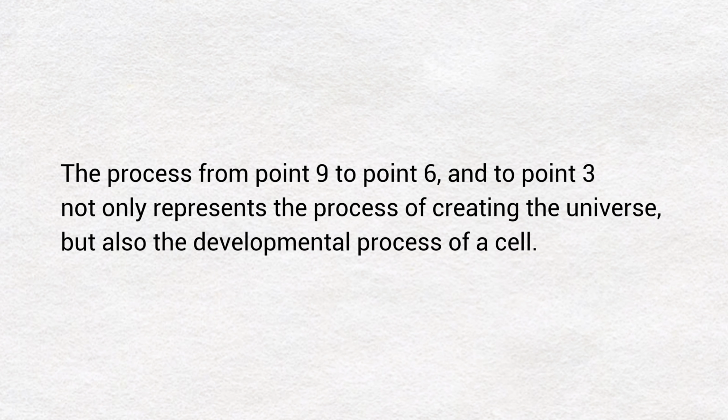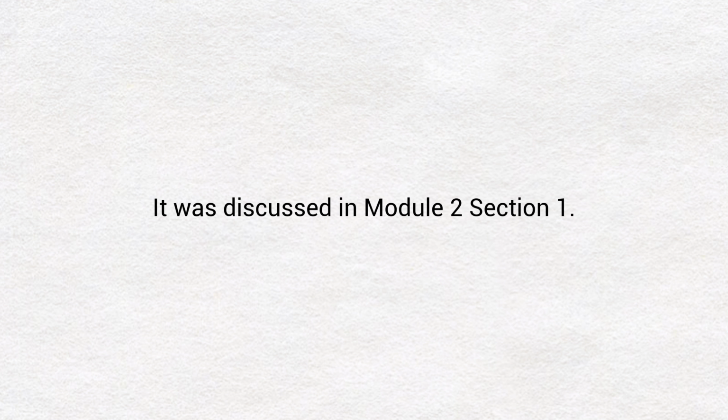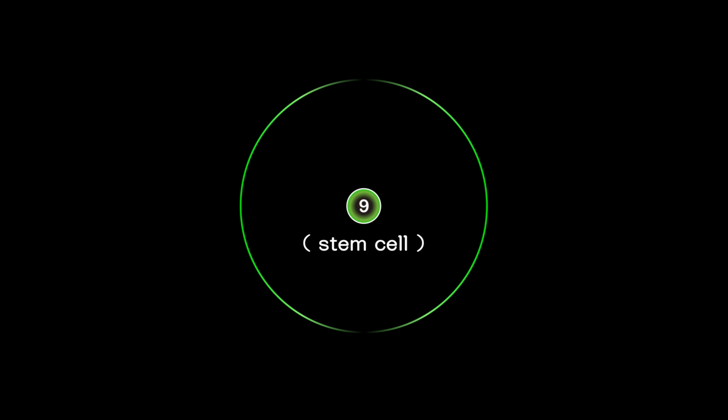The process from point 9 to point 6, and to point 3, not only represents the process of creating the universe, but also the developmental process of a cell. It was discussed in Module 2, Section 1. Recall the following. Point 9 represents the stem cell. That is the earliest stage of a cell. Stem cells have not yet developed their own unique identity, and thus they are all identical.